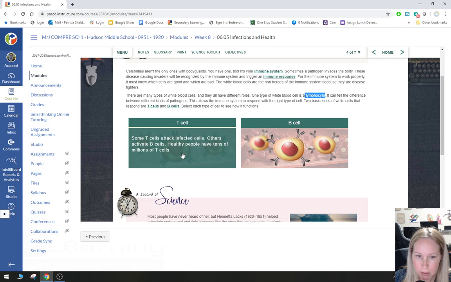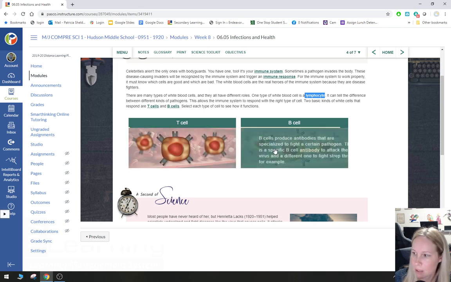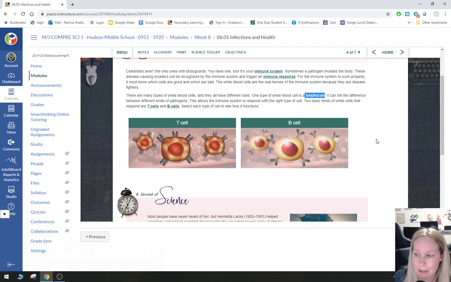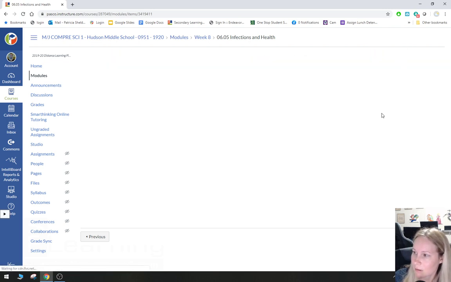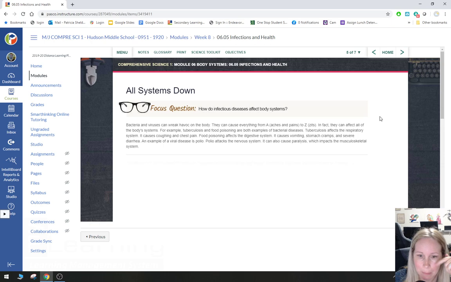For example, we have T cells. Healthy people have tens of millions of them, but the B cells are specialized to where they can fight off a specific thing like strep throat or the common flu. And now they're trying to create an antibody or something like this to fight off the coronavirus. So, very interesting as we go along here.